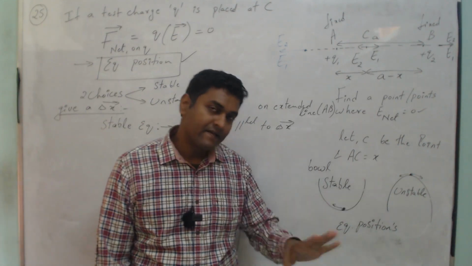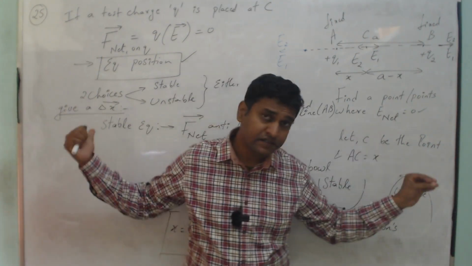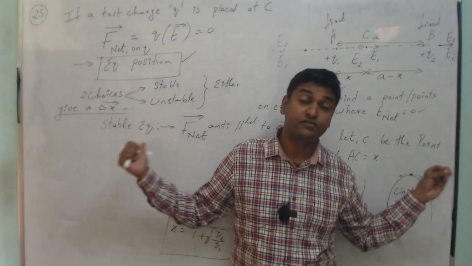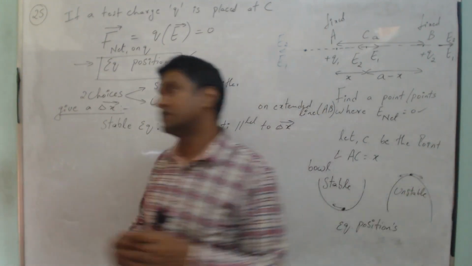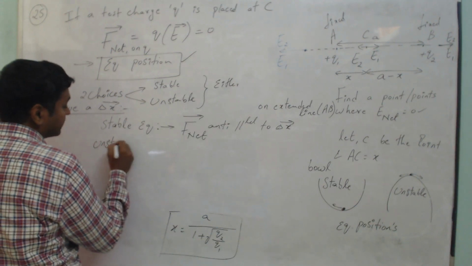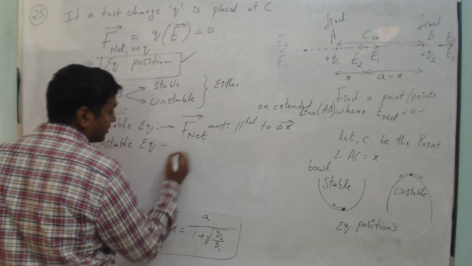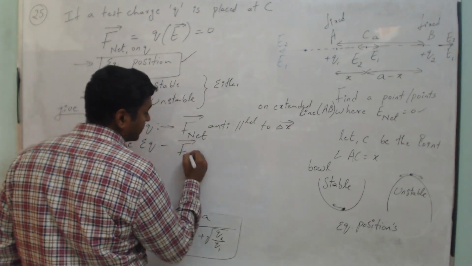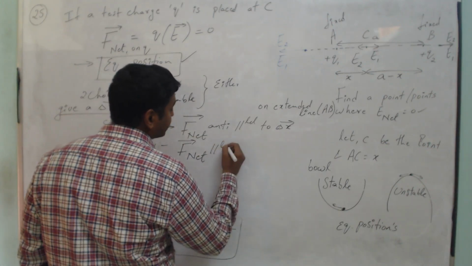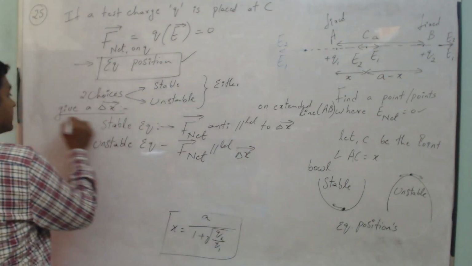For a small displacement delta x, I can say it's a stable equilibrium if the resultant force is anti-parallel to delta x. Similarly, for unstable equilibrium, how will I mathematically define it? The force and the displacement are along the same direction, I mean, they're parallel. So if the net force vector is parallel to the displacement vector that we have given, then it is going to be unstable.